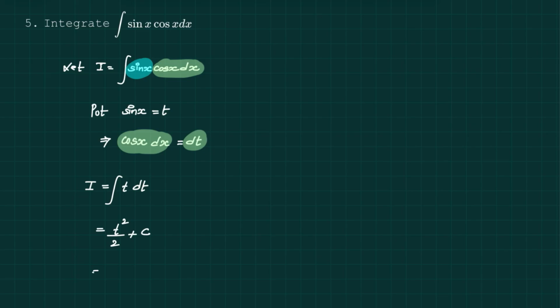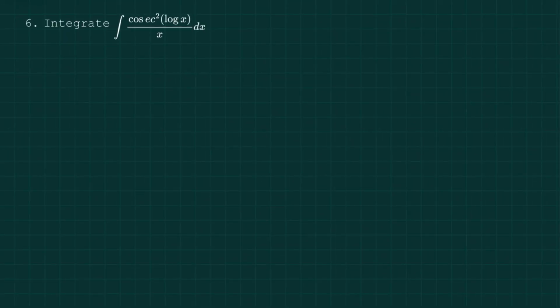Now let us put back the value of t, that is sin x. So here it will be sin square x by 2 plus c. So this is how we integrate. Question 6. Integrate cos x square log of x over x dx. So let I equal to integration of cos x square log of x over x dx.